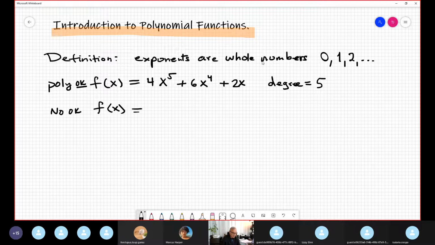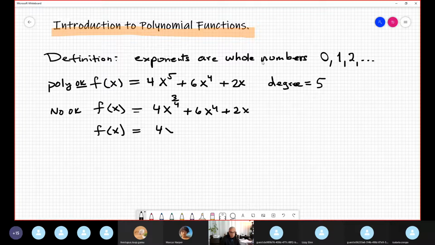Exponent fraction, suppose we have 4x to the 3 over 4 plus 6x to the 4th power plus 2x. Not a polynomial, because a fractional exponent is completely out of the definition. And a negative exponent is also out of the definition. Suppose 4x to the 5th power is okay so far, 6x to the minus 4, not a polynomial, plus 2x. Not a polynomial. Okay?